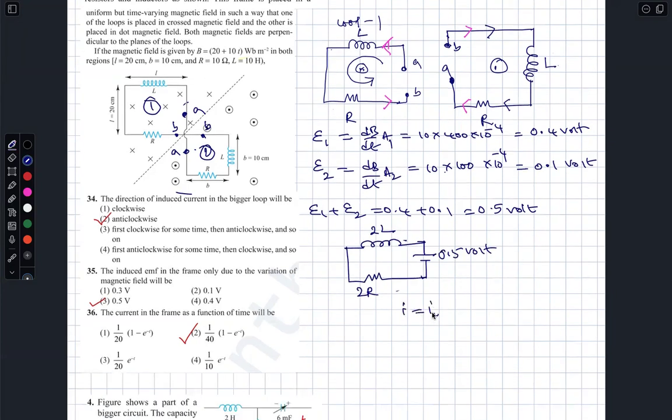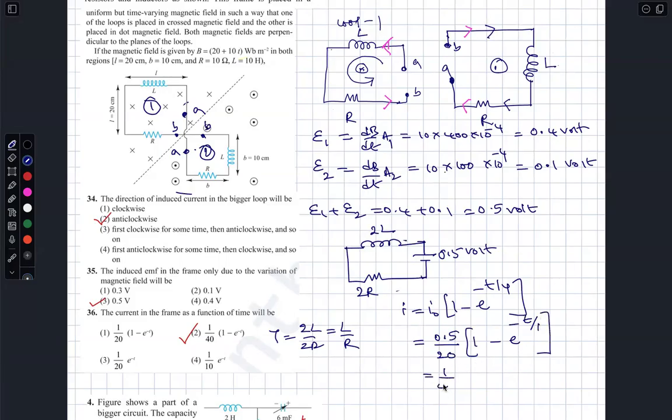I is equal to I naught times 1 minus e to the power of minus t by tau. What is tau? 2L by 2R. It is nothing but L by R. What is I naught? By the way, what is resistance? Resistance is 10. So 0.5 by 2R, 20. 1 minus e to the power of minus t by tau. Tau is L by R. L by R is 1. 1 by 40 times that is the current.